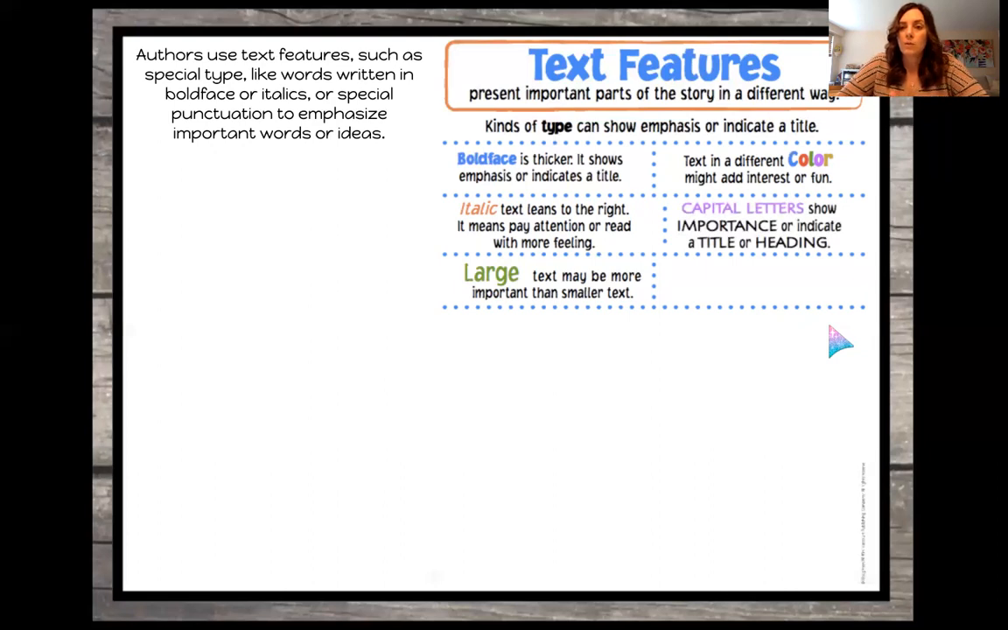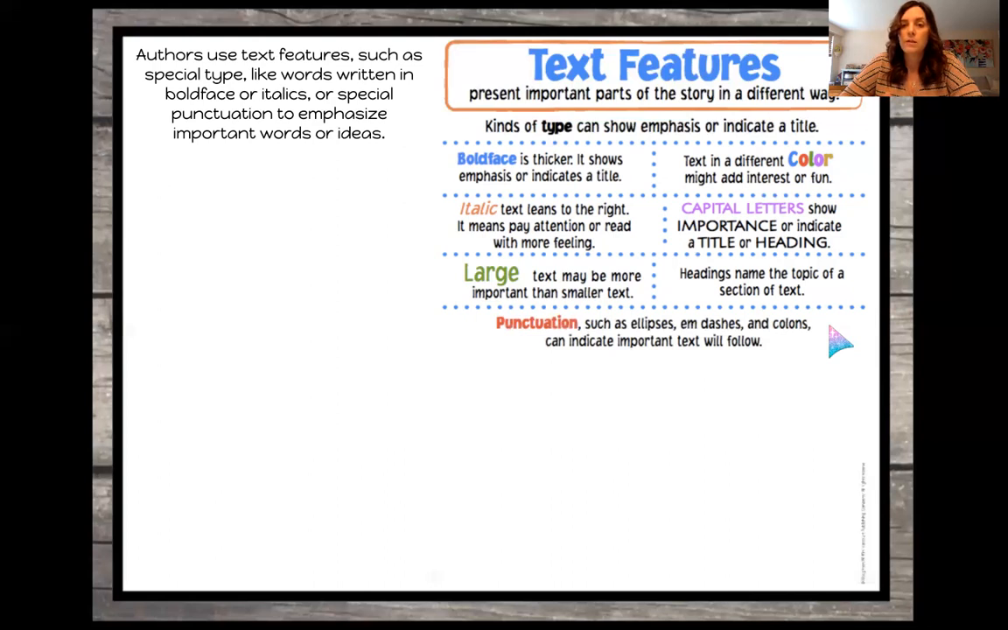Capital letters, or words that are written in all capital letters, show that something is important, and they also can indicate a title or a heading. Headings are the names of a topic in each section of a text. So when you have a full page of text, it'll have a title at the top, and then sometimes it has smaller subsections or paragraphs, and each one has a heading. And then lastly, punctuation, things like ellipses or em dashes and colons show you that important text is about to follow.